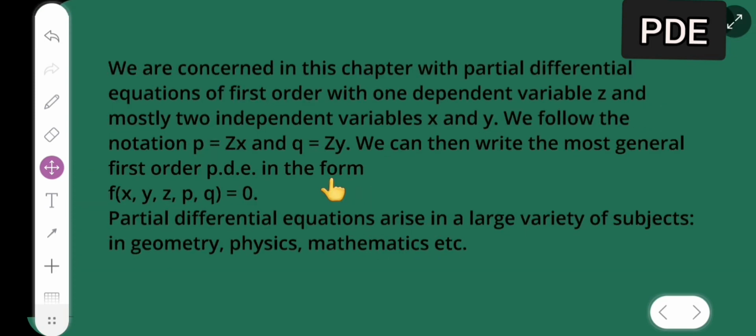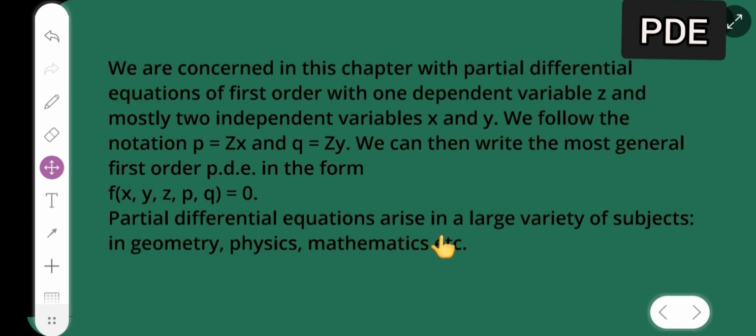Next, let us see, we are concerned in this chapter with partial differential equations of first order with one dependent variable z and mostly two independent variables x and y. We follow the notation P is equal to Zx and Q is equal to Zy. We can then write the most general first order PDE in the form F of x, y, z, p, q is equal to 0.